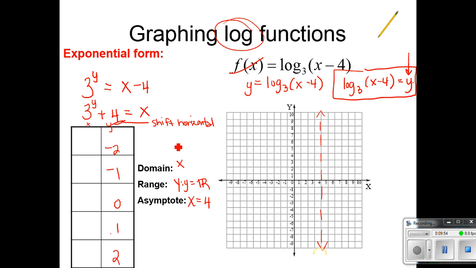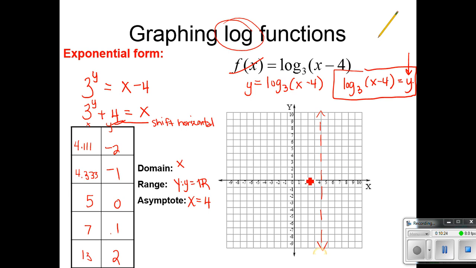Okay? And now if I were to plug -2 in for there, I would get 4.111. And then if I plug -1 in for there, I would get 4.333. 0 would give me 5. 1 would give me 7. And 2, if I put 3 to the power of 2, I get 9, and 9 plus 4 is 13.